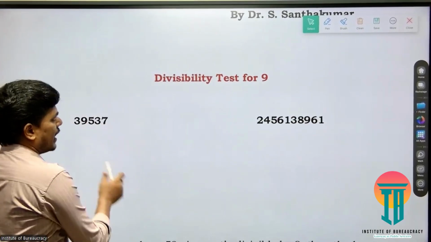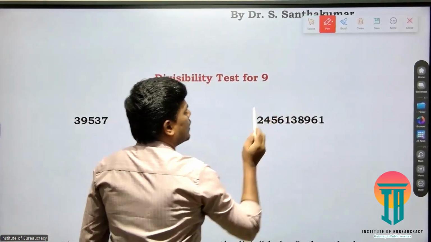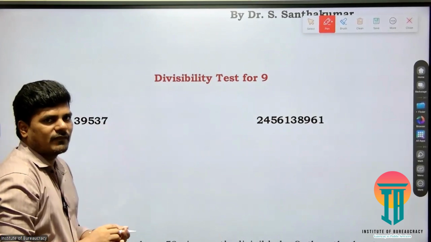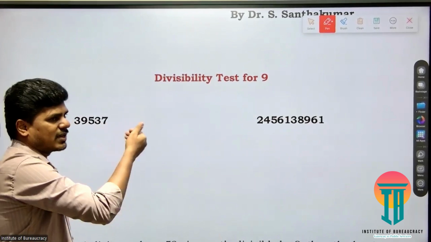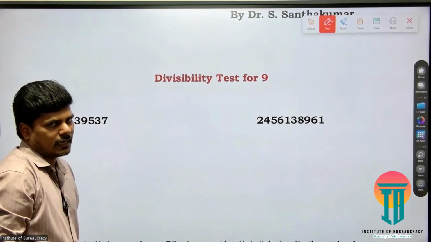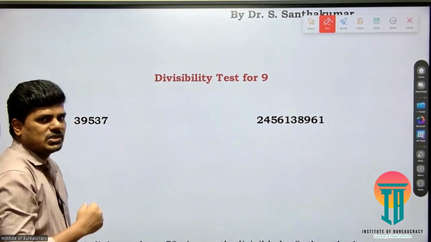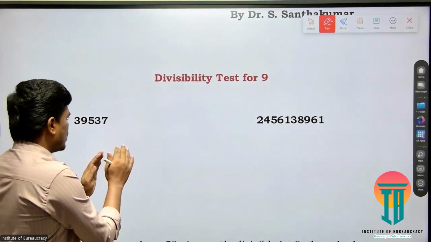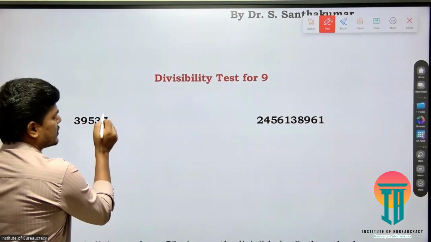Let's take this number again. Since it's a 5-digit number, it is difficult for me to divide by 9 and check whether it is divisible by 9 or not. So I'm going to use the shortcut. What is the shortcut? Similar to 3, here also you need to add all the digits of the given number.